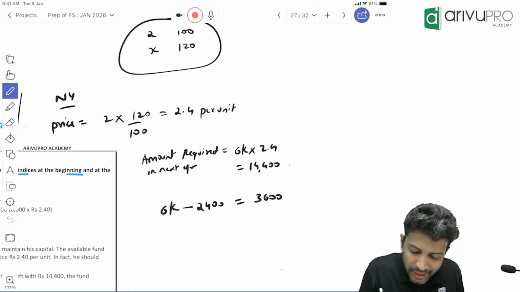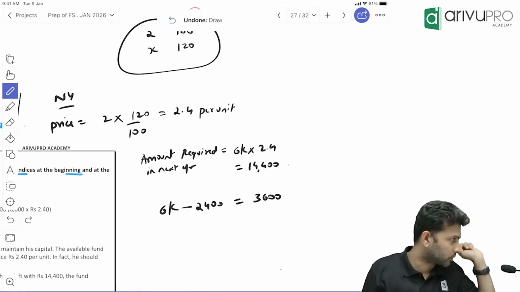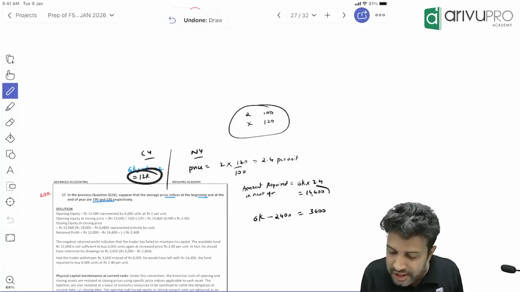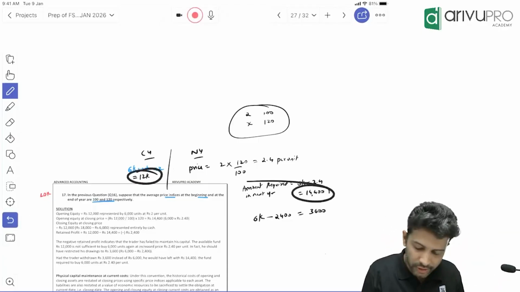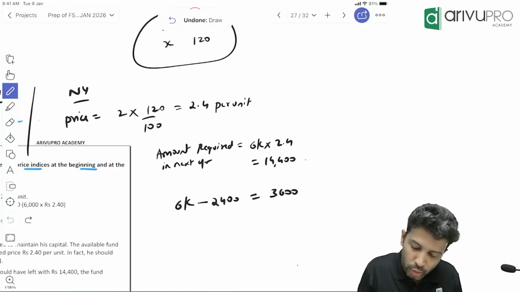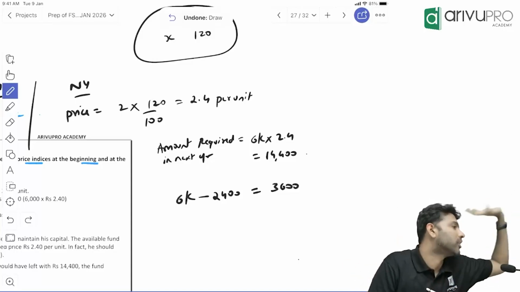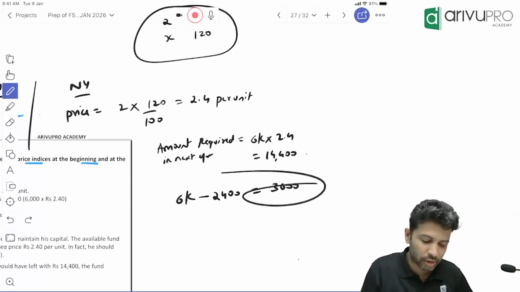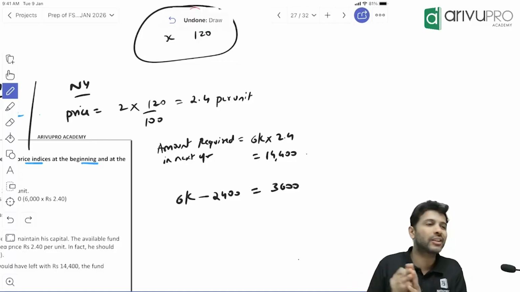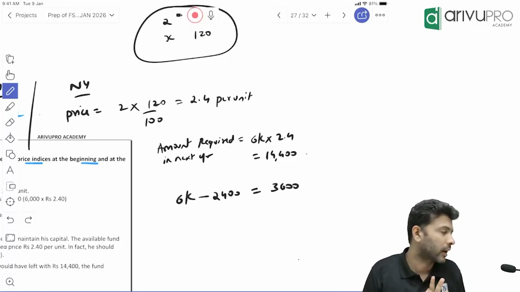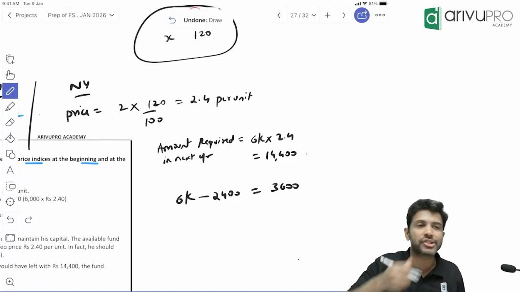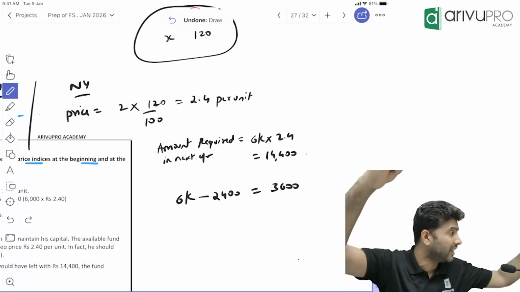How much profit you made in the current year? 6,000. How much has the goods price increased by? 2,400. So in 6,000 rupees profit, 2,400 rupees profit you retain. Balance you can withdraw. So balance will be 3,600. That is what we are trying to get through. Correct. Because you need this 2,400 extra to buy same 6,000 units in the next year.